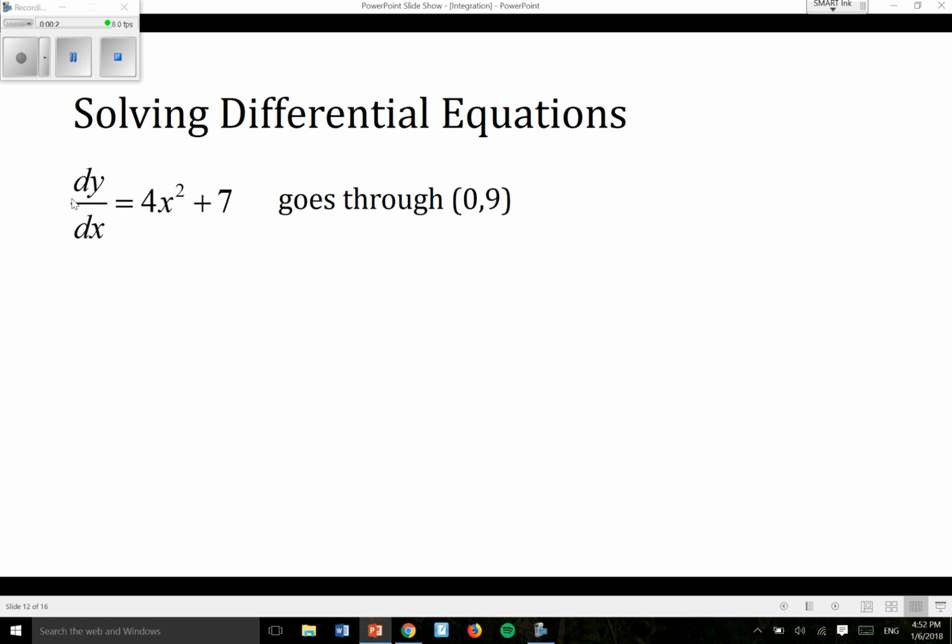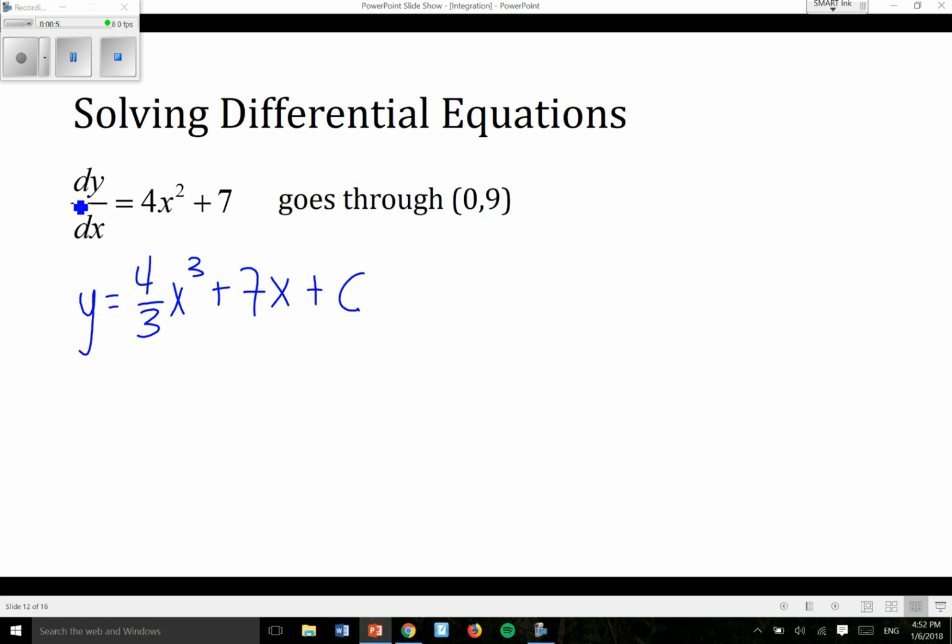Given some differential equation, dy dx equals 4x squared plus 7, given the slope of the function, find the original function. You can just do this by anti-differentiating. So if dy dx equals 4x squared plus 7, then y had to equal 4/3 x cubed plus 7x plus some c. You can differentiate that quickly to see that it is the derivative. Dy dx does equal 4x squared plus 7.